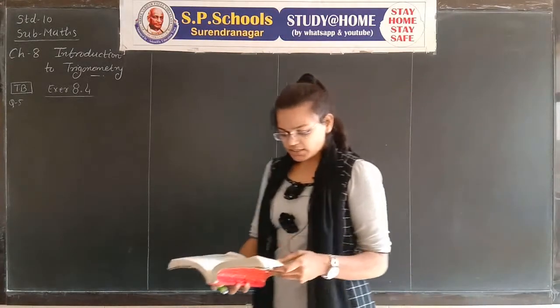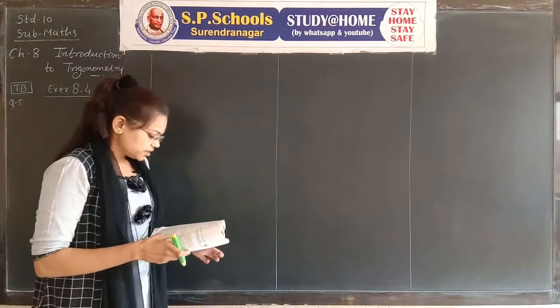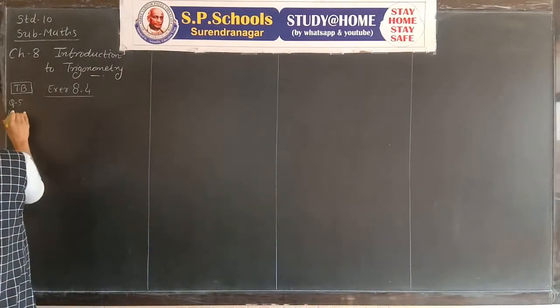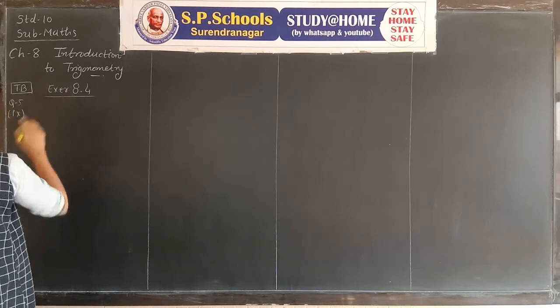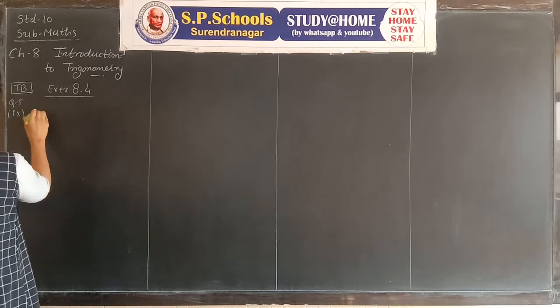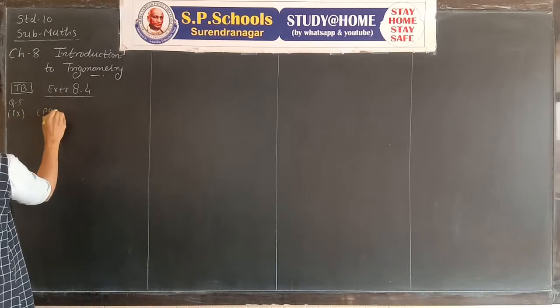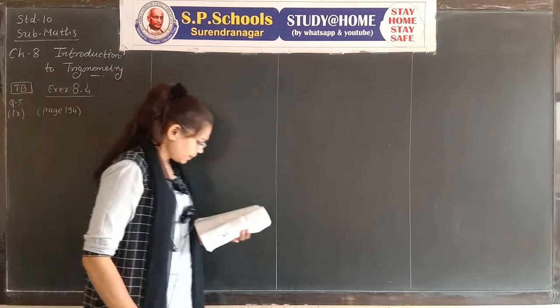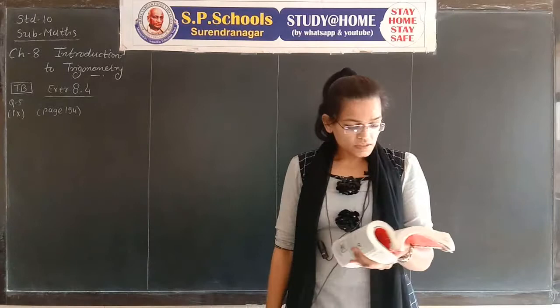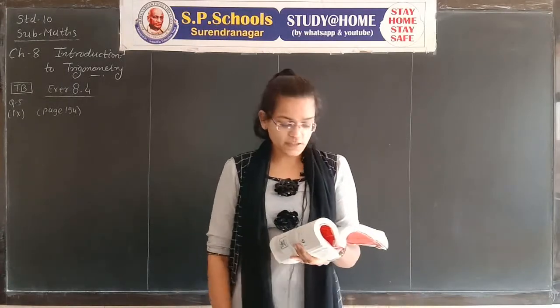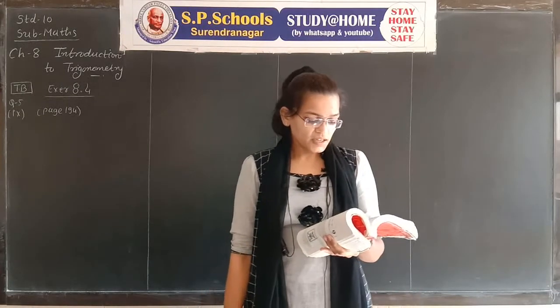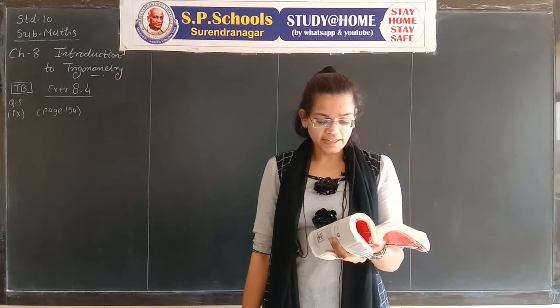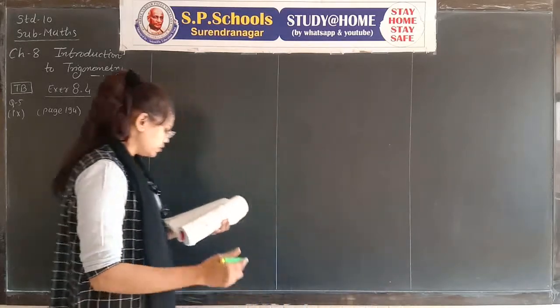Let's see the next, 9th number. See the question from question number 5, exercise 8.4, 9th number on page number 194. Cosec A minus sin A into the next bracket sec A minus cos A is equal to 1 upon tan A plus cot A. First of all, write the left hand side.